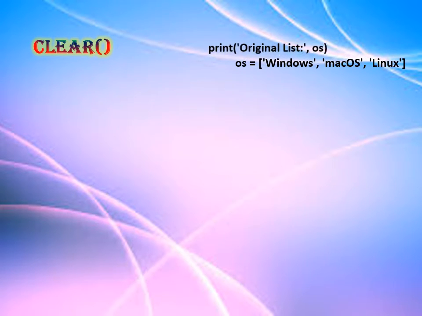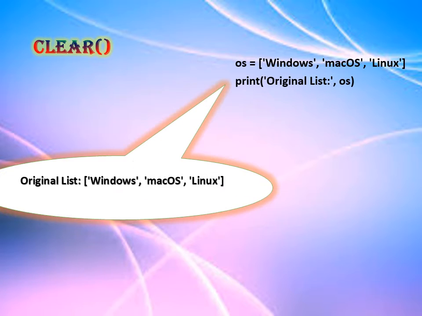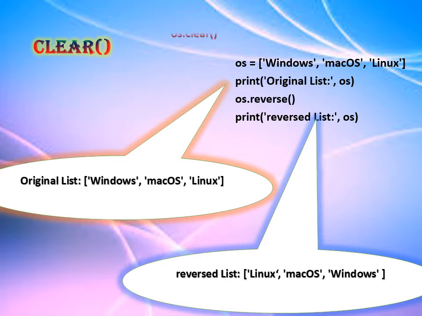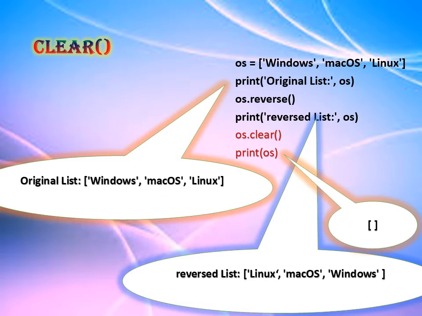The clear function is used just to clear all the items from the list. Say the OS original list is printed and the reversed list is also printed. Now if you are calling clear, all the elements will be cleared from the list OS. Now if you are printing the list, the empty square brackets will come.